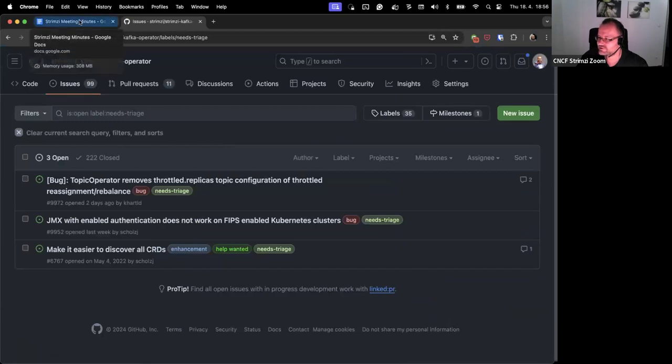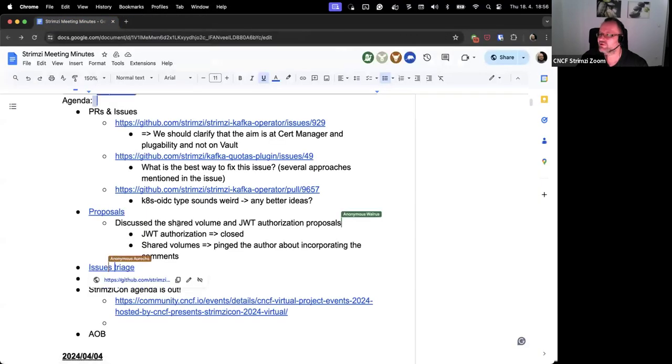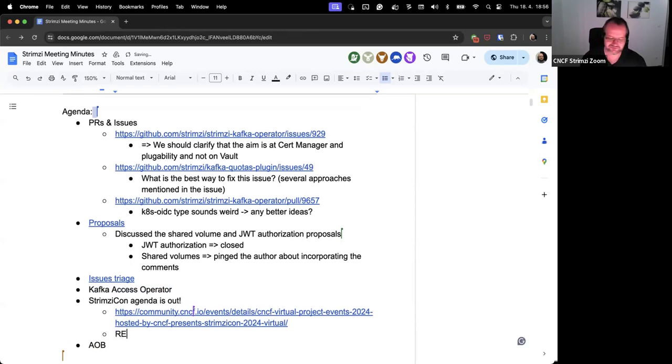Anyone has anything else to triage? If not, then I guess we are running out of time, so let's leave the Kafka access operator for next time. Anyway, I think Kate, who knows most about it, had to go. And just a note for everyone watching the recording, the StrimziCon agenda is now out, so you can check it out and you should register. And of course, join the conference. And that's it for the agenda. Anyone has anything else for the remaining 3 minutes?